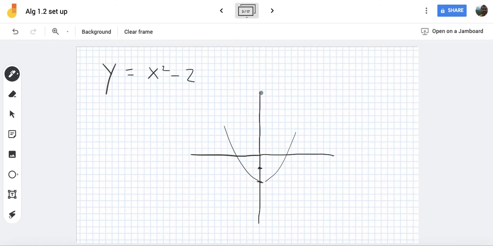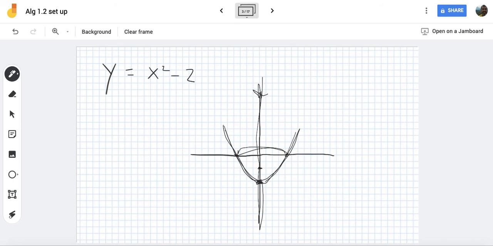If I reflect it about the y-axis, this point here stays because it's already on the y-axis. This point that's over here flips over to this side. This point that's over here flips over to this side. It ends up being the same graph. It ends up being the same equation when you reflect it about the y-axis.